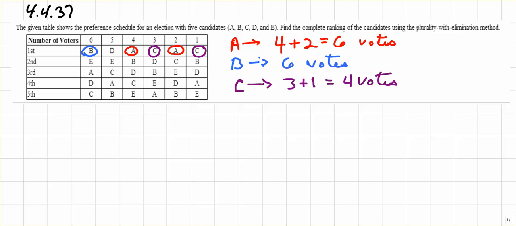And then we will look at candidate D. Candidate D has 5 first place votes, which means that candidate E must be eliminated. So E has no first place votes.